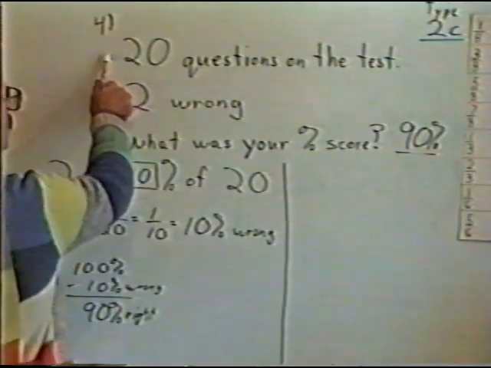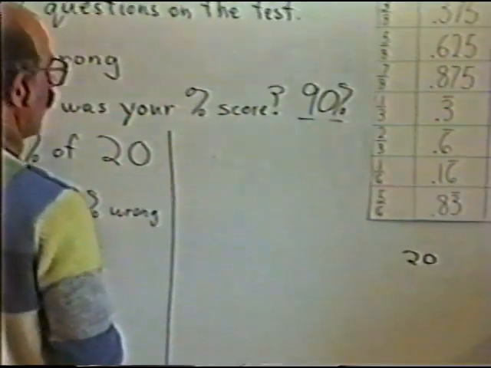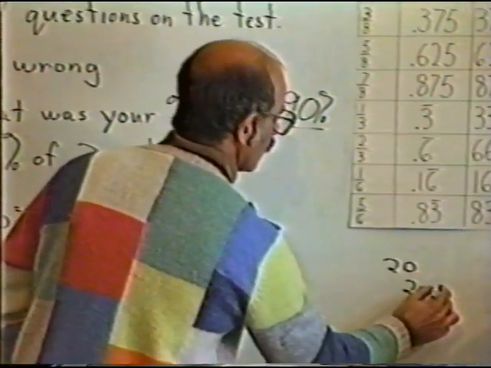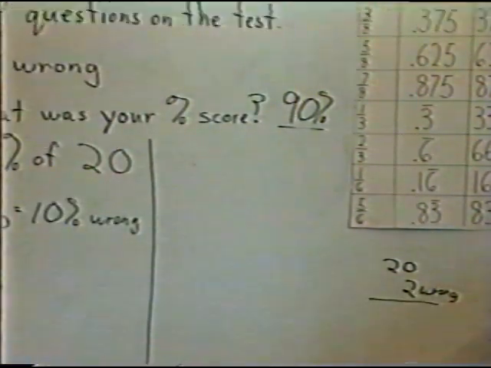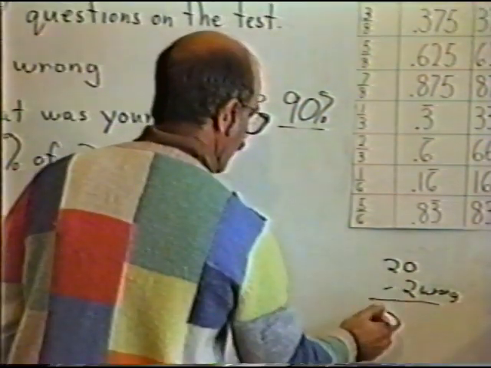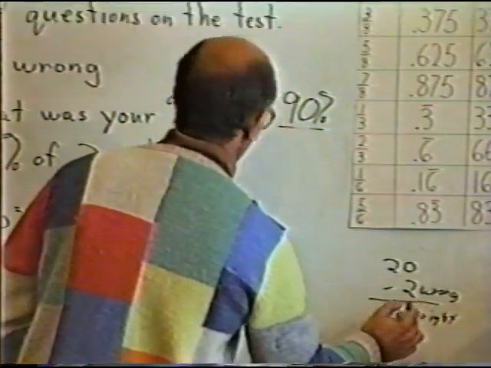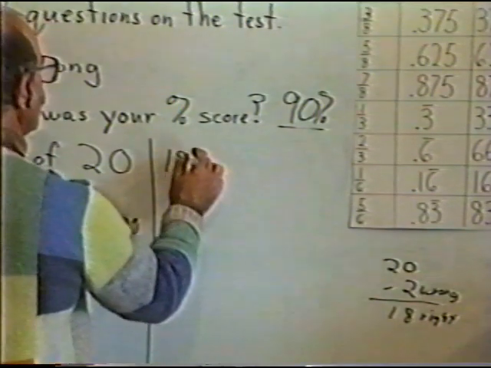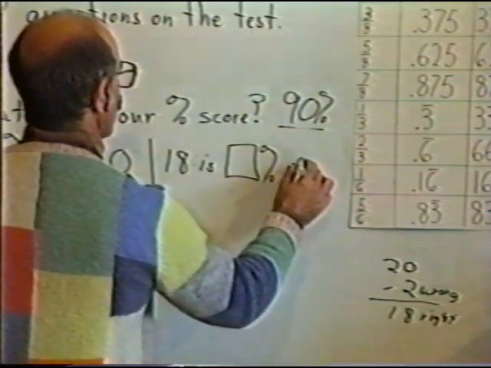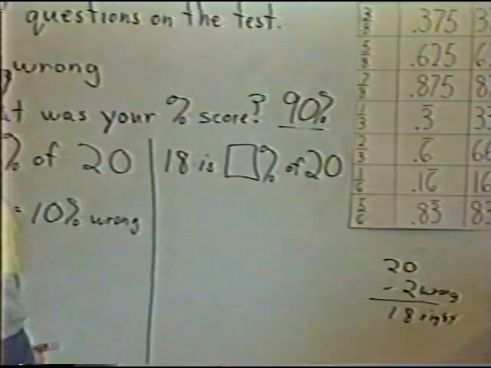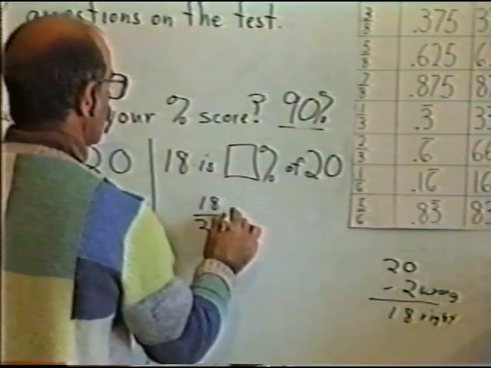There were 20 questions on the test. 2 of them were wrong. What do I do with those 2 numbers to find out how many were right? Subtract. And we get 20 take away 2, 18 were right. Then we can say 18 is what percent of 20? We make a fraction with 20 on the bottom and 18 on the top.